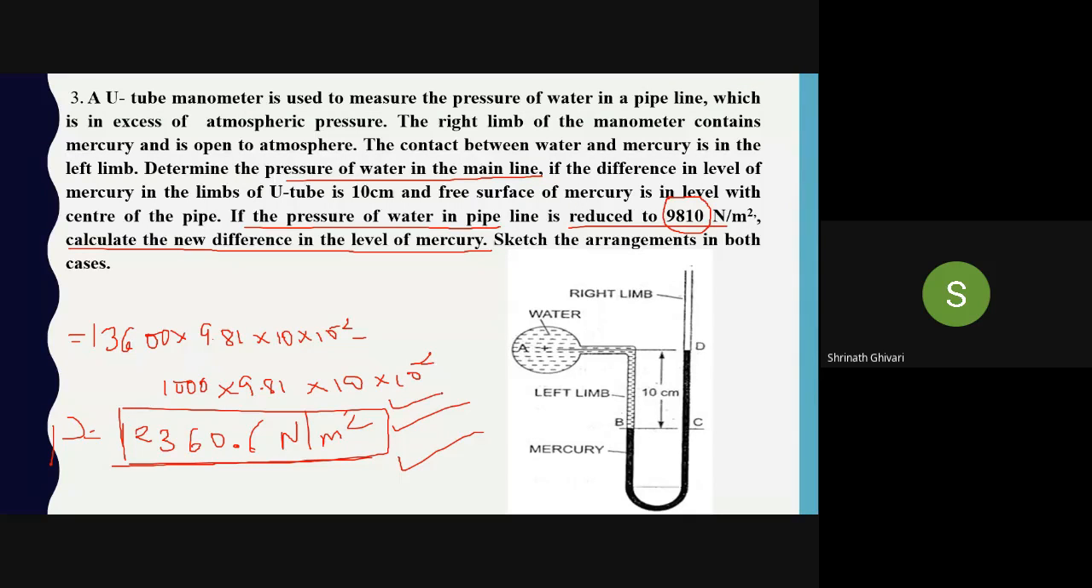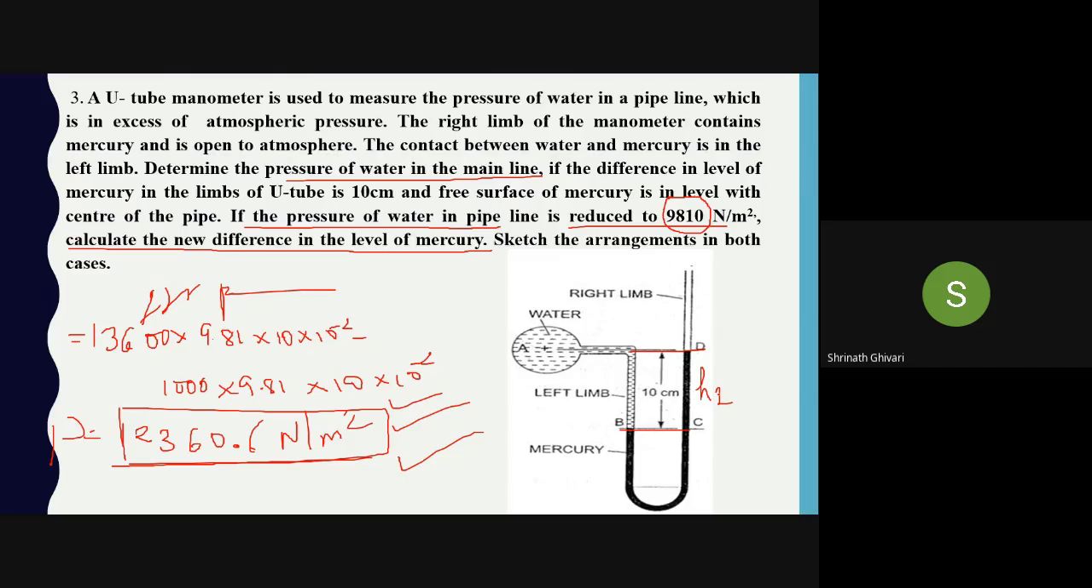This part is over. First part is done. The next part is what? He is telling that if I reduce the pressure of water in the pipeline to 9810, calculate the new difference of level in the mercury. Means what? If I reduce the pressure, what will happen? I have to calculate the difference of level of mercury. That is this one. This is H2. I have to calculate H2. Right or no? Yes, sir. So how do you want to calculate? Tell me.